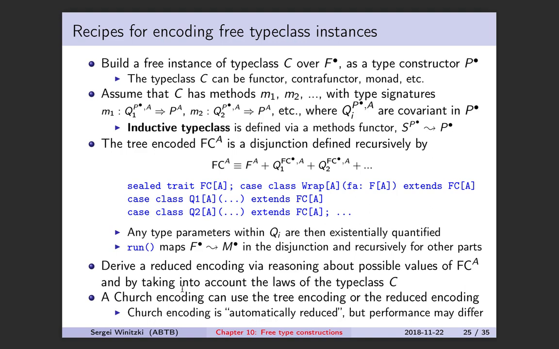Finally, the Church encoding can be defined either using the tree encoding, which again is completely mechanical. So you just do this. You do the S, and then you have S P to P, all in parentheses going to P, put a type quantifier on P, and you're done. Or you can do a Church encoding of the reduced encoding. So that's a choice. And there might be different performance in all these encodings.